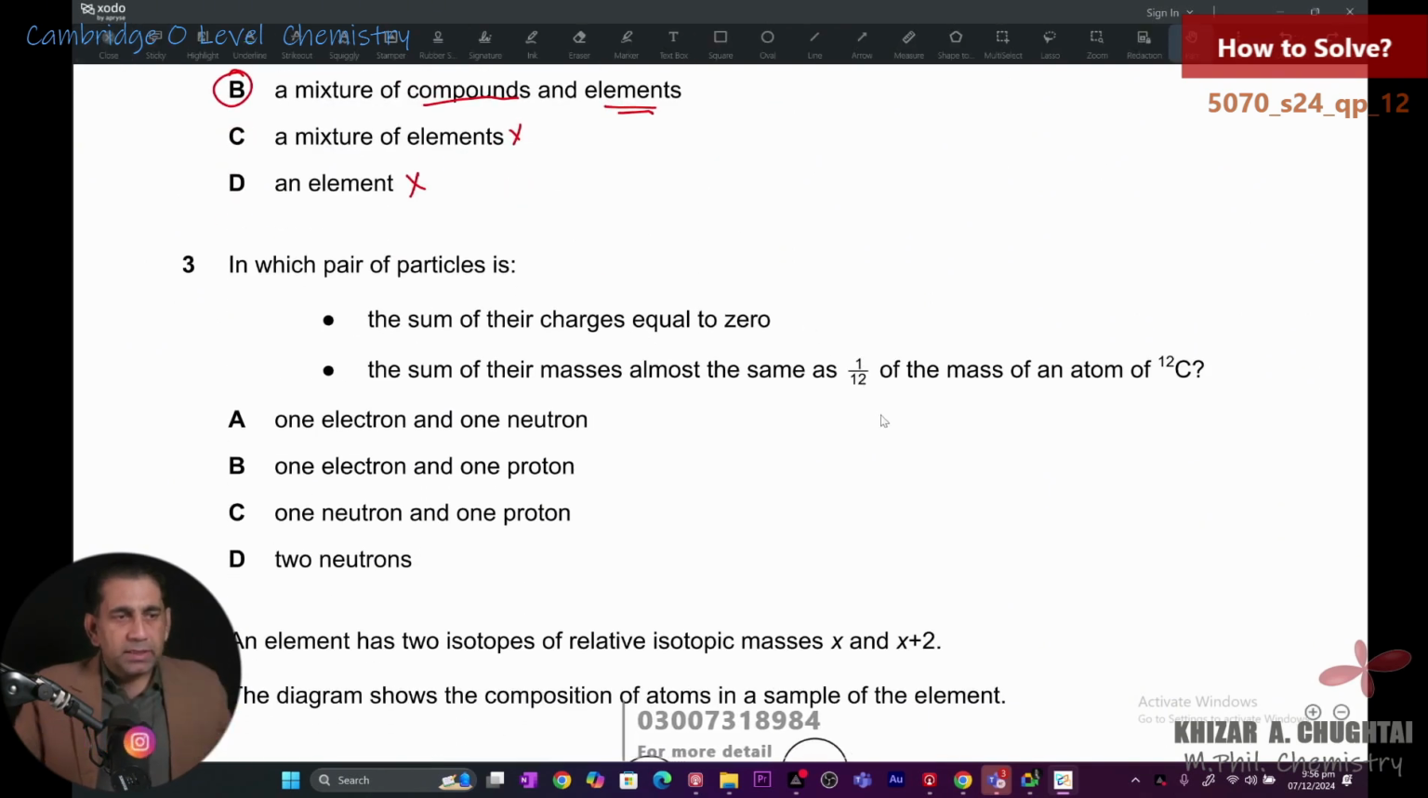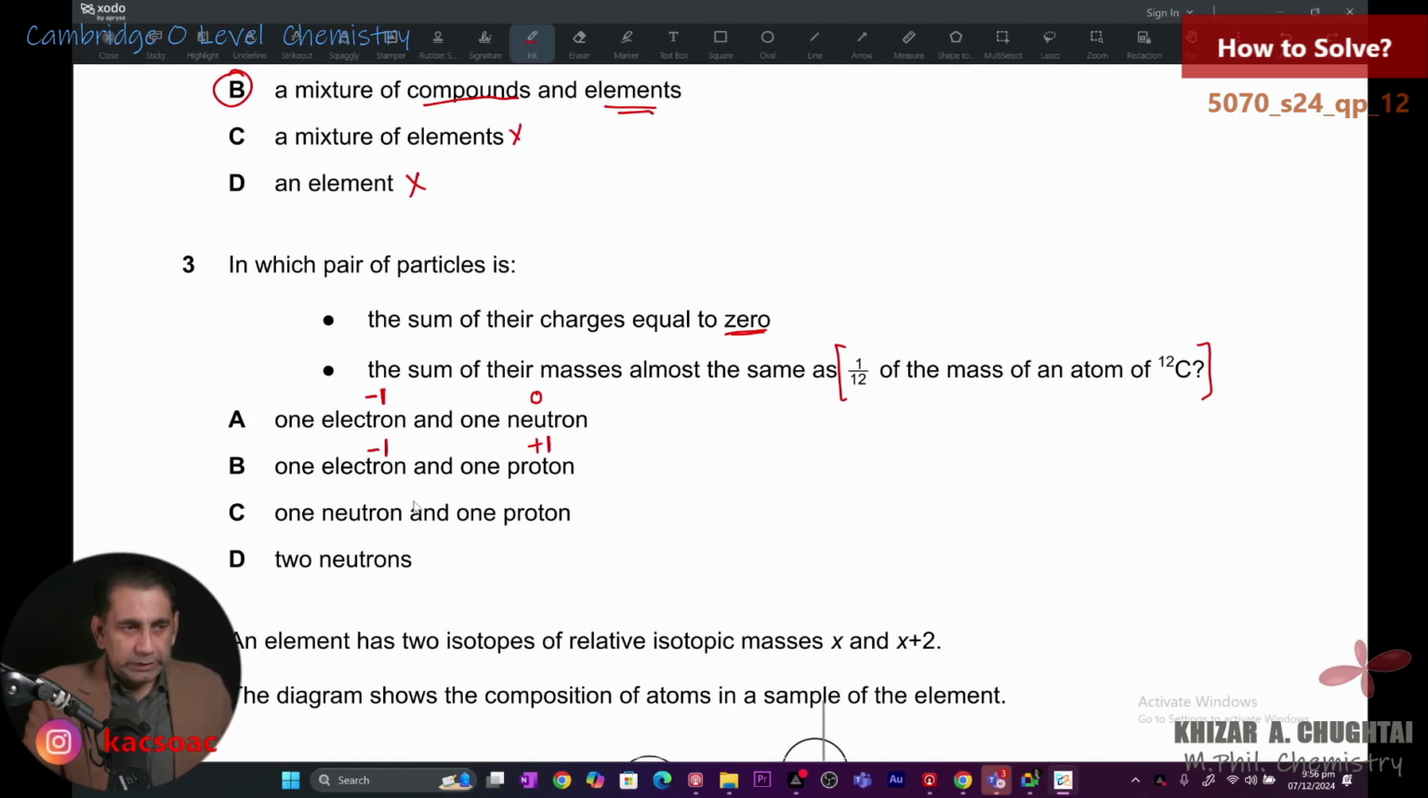In which pair of particles is the sum of their charges equal to 0, and second, the sum of their masses almost the same as 1/12 of the mass of an atom of carbon-12? A, B, C, and D, 4 options as usual. One electron has relatively -1 charge, one neutron has relatively 0 charge. One electron, -1 charge, one proton relatively +1 charge. C, one neutron 0 charge, one proton relatively +1. D, two neutrons mean 0 charge.